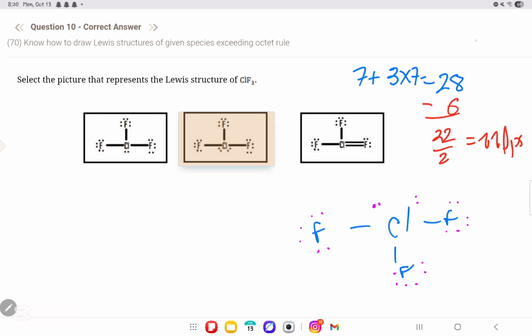Now, can chlorine have an expanded valence shell? What does that mean? That means it exceeds the octet. Here it does exceed the octet. It has 1, 2, 3, 4, 5, 6, 7, 8, 9, 10. It has more than the octet.